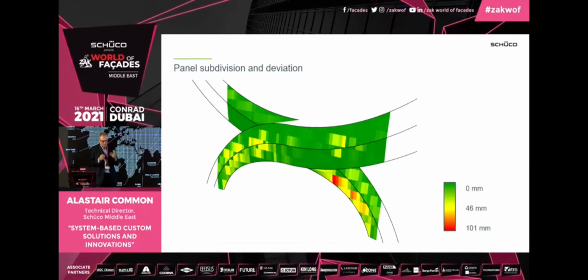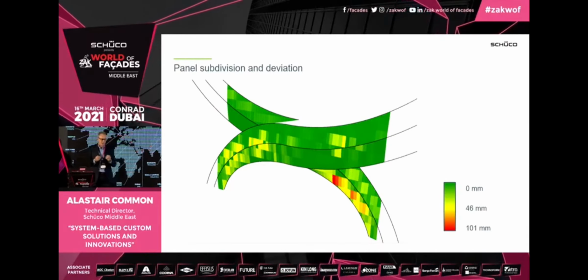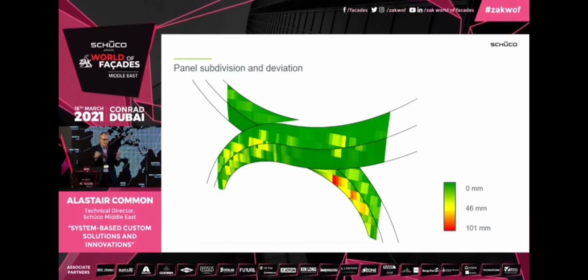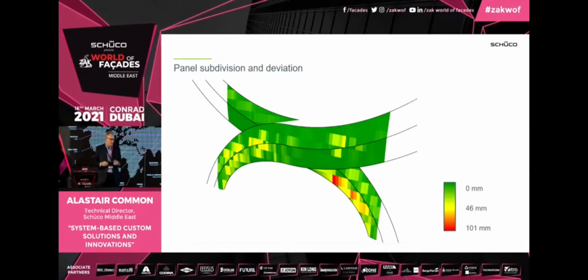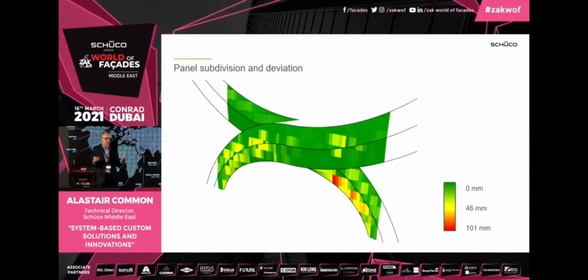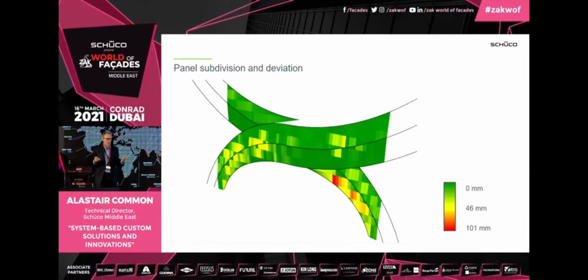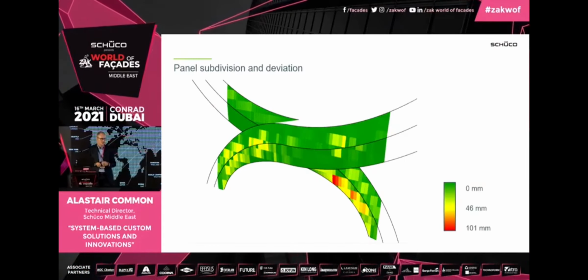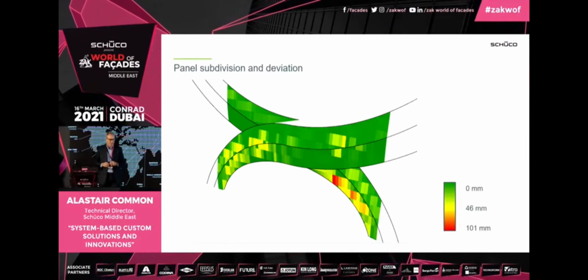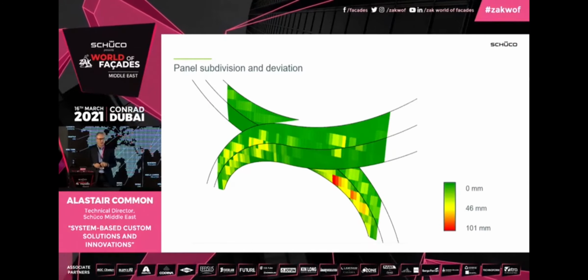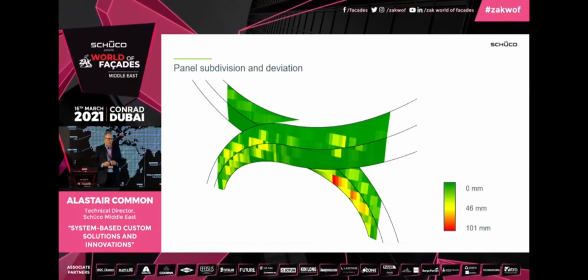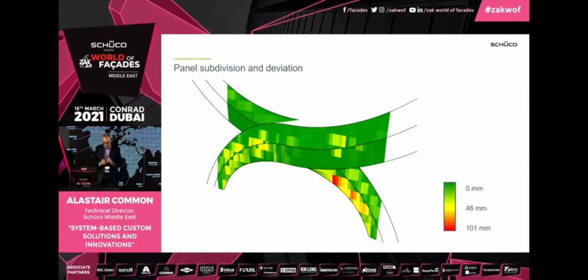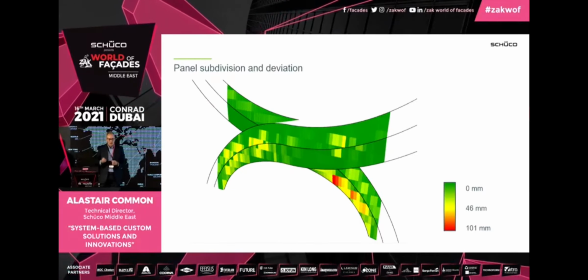So, okay, we had to think to ourselves, and the pretext from the customers, obviously price is king, so we need something which is cheap and cheerful. So initially they wanted a male-female unitized system, which invariably is probably the most cost-effective type of unitized facade. However, in this type of geometry, a male-female system is simply not going to work.